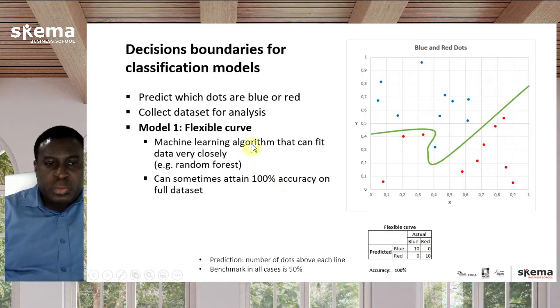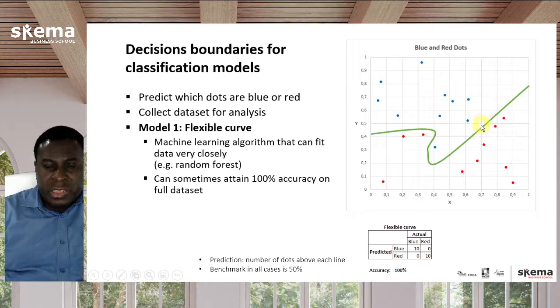So our first model is one that creates as a decision boundary a flexible curve. The decision boundary is not a model itself, but once you plot the values, it's the line that separates the values that is created by the model.